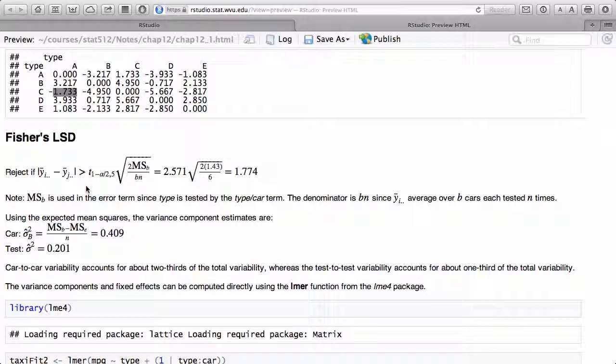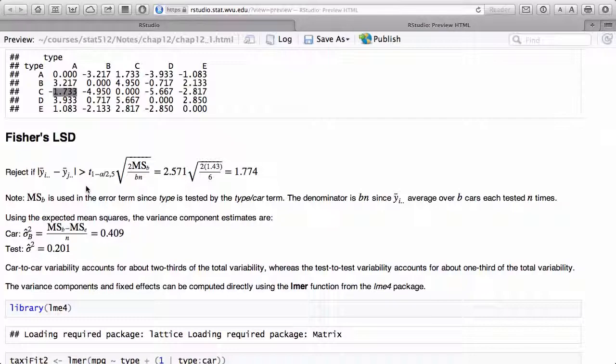I'm showing you sort of the nuts and bolts of how you do it. But again, we're using mean square for B for the multiple comparisons or pairwise comparisons, because mean square for B is the error term for the treatment effect, not the mean square for E.